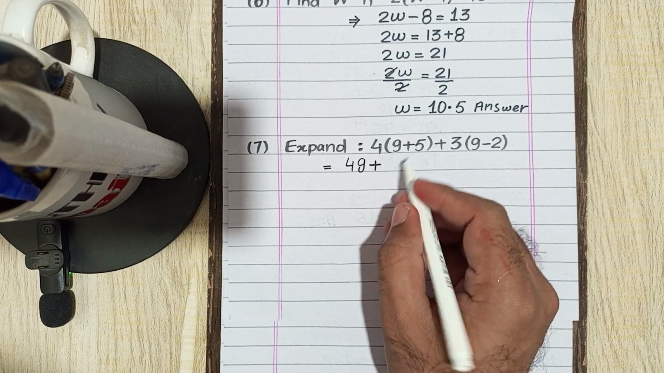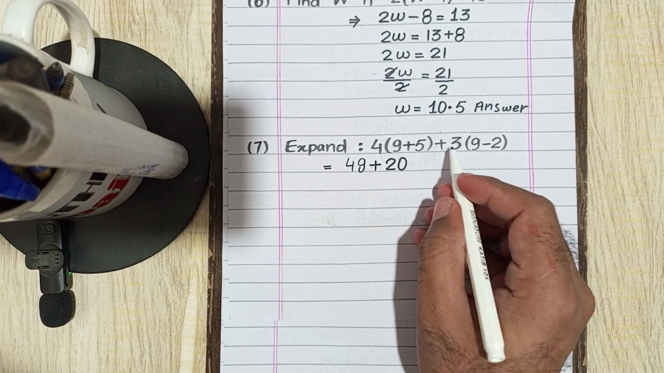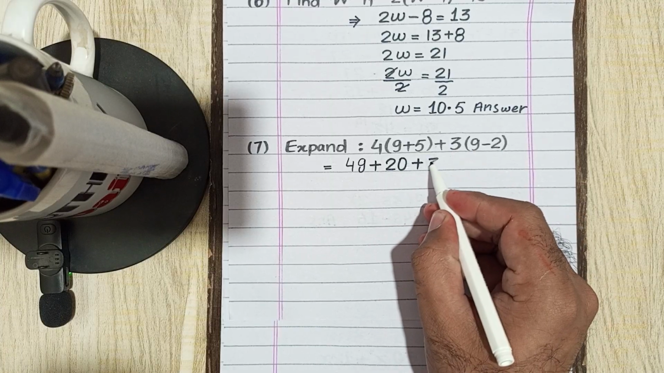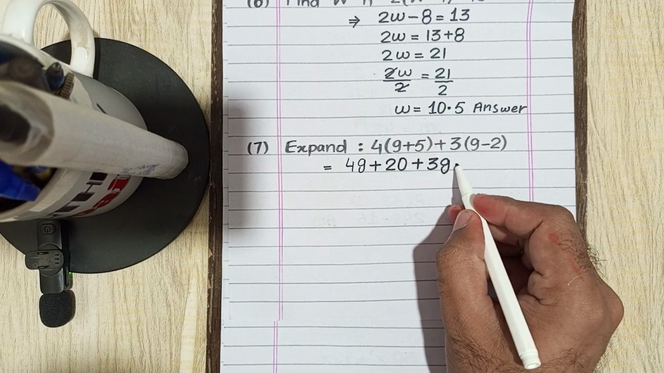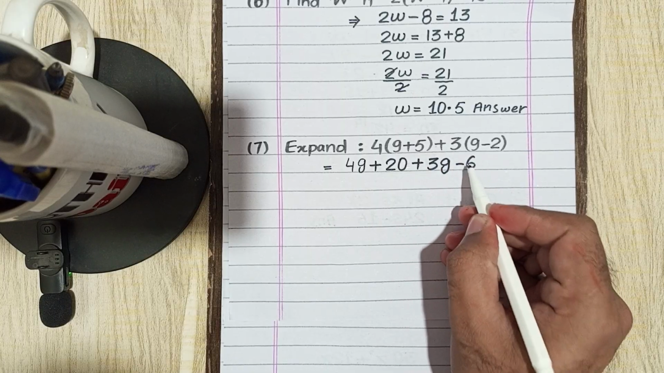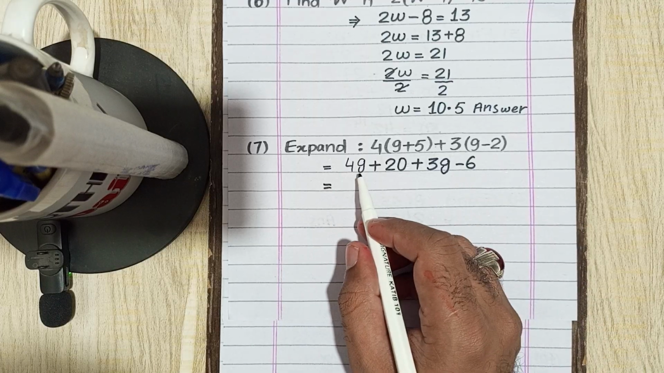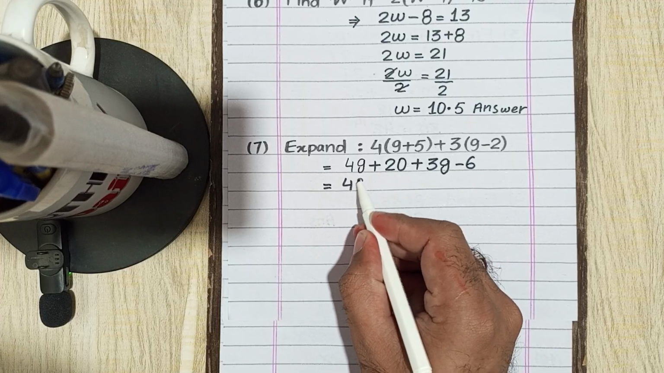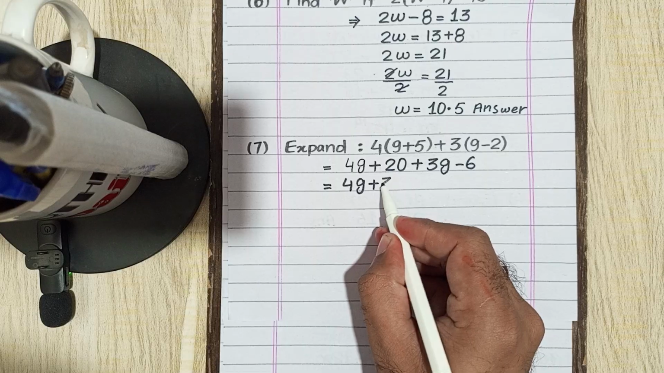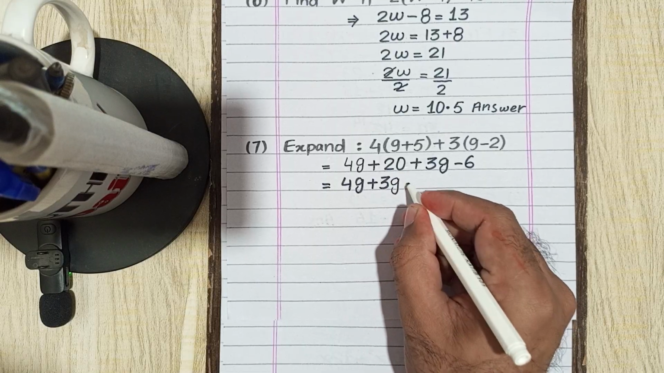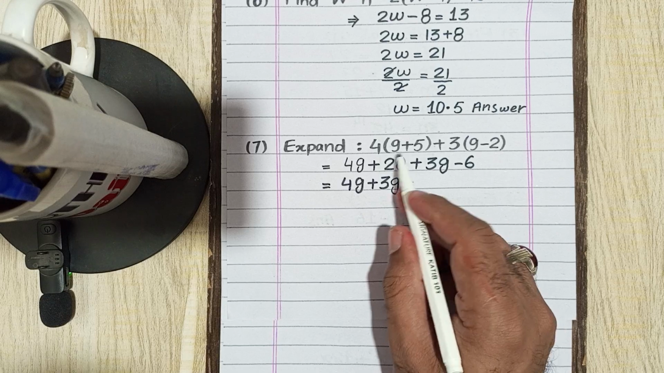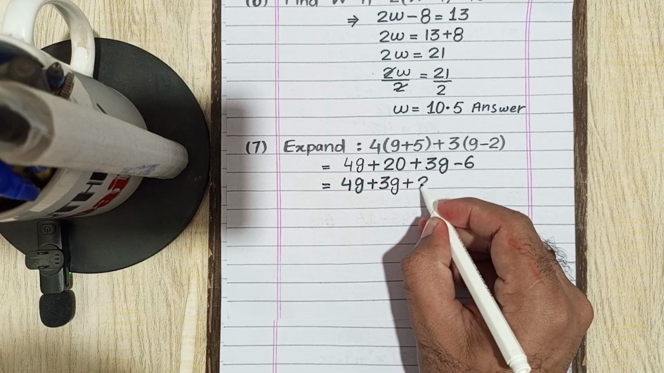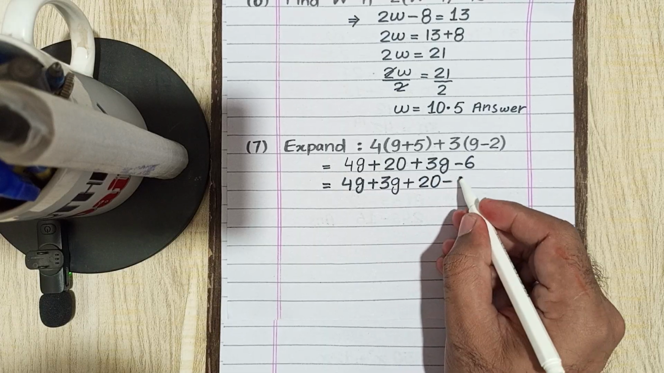Now we multiply 4 with 5, so we have 4 fives are 20. Here we have a plus sign. Now we multiply 3 with G, so we have 3G, minus 3 twos are 6. So now we write like terms. First of all we write 4G plus 3G. And now we write the constant terms. So we have plus 20 and minus 6.